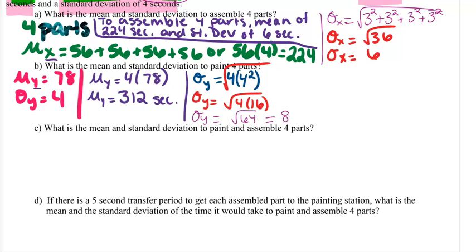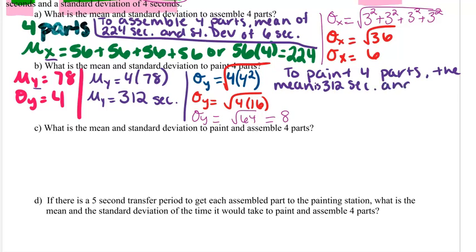And I'm going to go ahead and write a sentence real quick. Wow, I need to do some better wording right here. Sorry about it. Okay, here we go. To paint 4 parts, the mean is 312 seconds. And the standard deviation is 8 seconds.